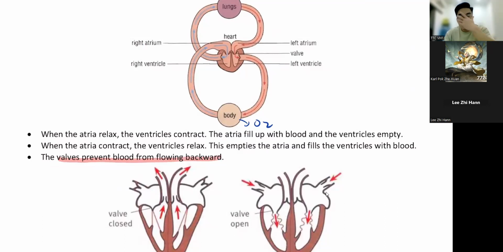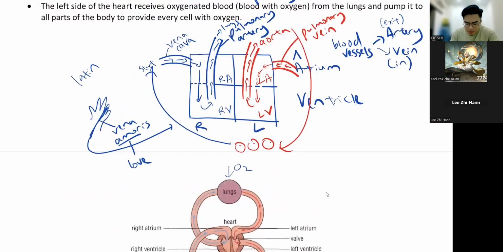The valves will stop the blood from flowing backward because I need to make sure my blood will go in one direction. You see, one direction. My blood cannot just for no reason turn back. This is a huge disaster, right? Because when blood turns back, it will crash together. Your blood will start to clot and you will get a heart attack, which is very bad news.